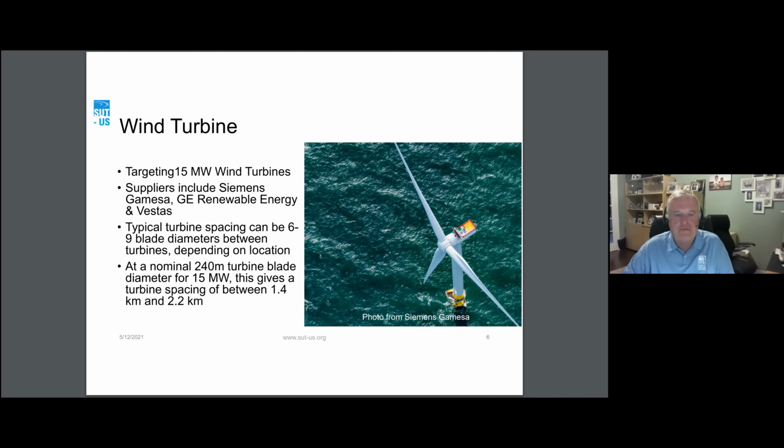And if we look at the spacings for the 15 megawatt, which is something like 240 meters blade diameter, we're looking at spacing between 1.4 and 2.4 kilometers. So we're talking big distances here. And you've got to remember that as we go forward in the waters that we're going with, they're not packed tightly together. So moving on.